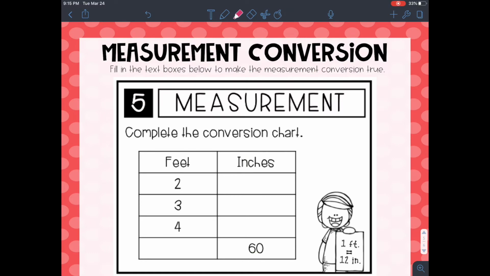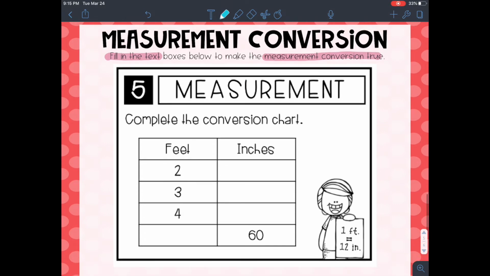Now we're moving into measurement conversions. To convert means to change. So I'm going to be changing the unit that I'm measuring with, but I'm going to be keeping the same value. That's like the games we used to play earlier where 10 plus 2 has the same value as 12.